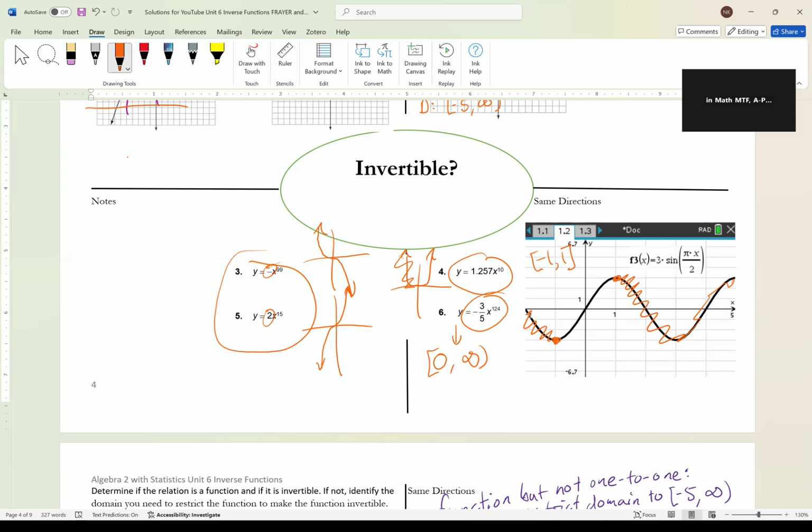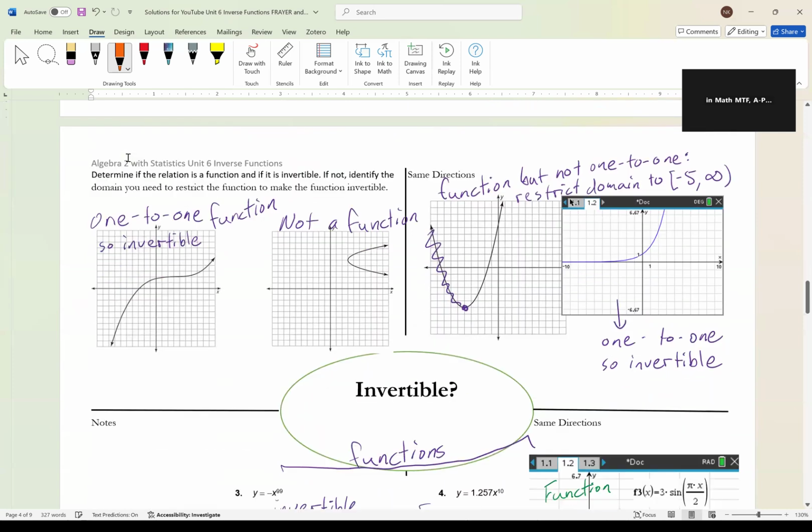And so that's important to notice. And then the range of this would be negative 3 to 3. Don't forget that means that the inverse will have a domain of negative 3 to 3 and a range of negative 1 to 1.